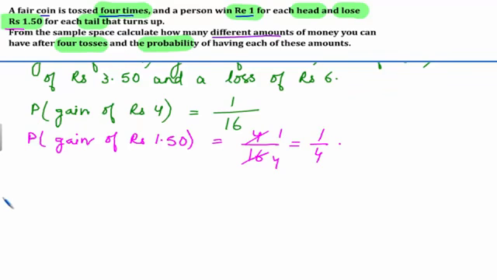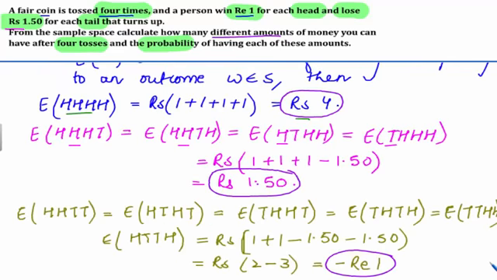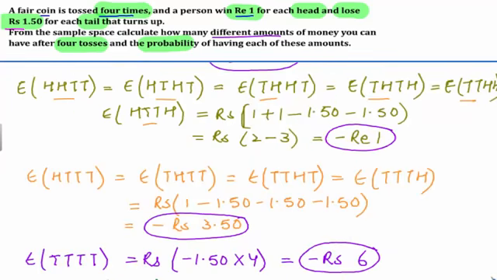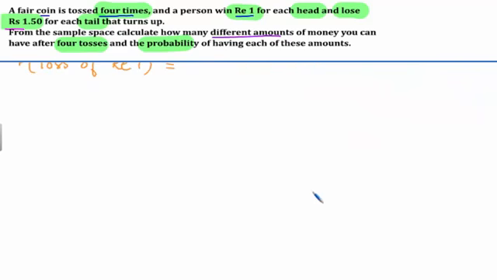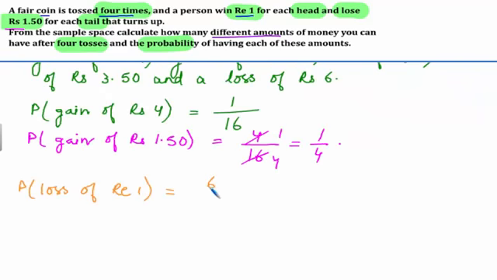Now let us find the probability for the loss of rupee 1. Now from our calculation we see that a loss of rupee 1 occurs from the 6 outcomes of the sample space. So in this case the number of favorable outcomes are 6 and the total number of possible outcomes are 16. So in this case the probability is 3 upon 8.